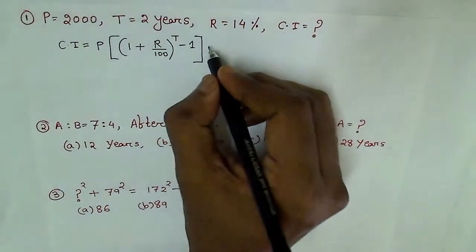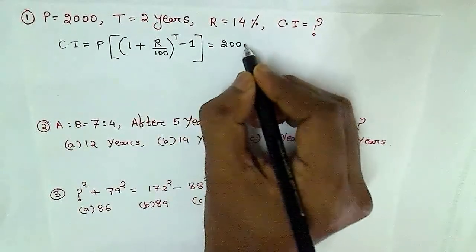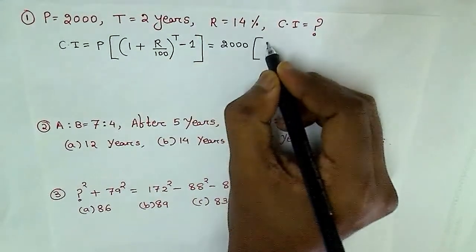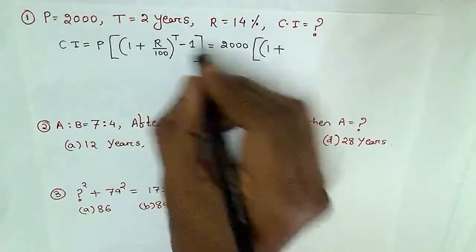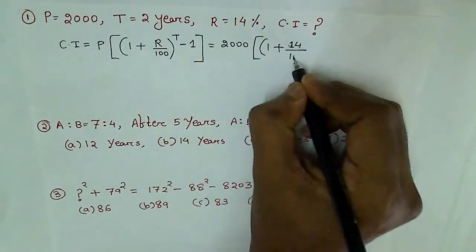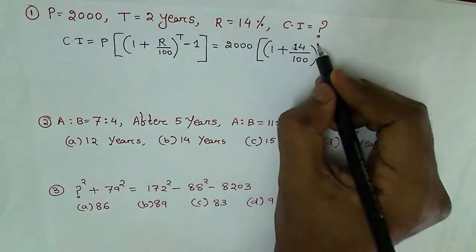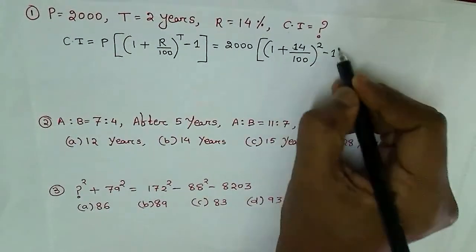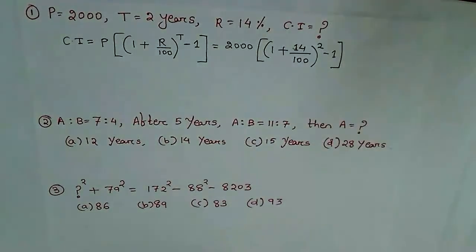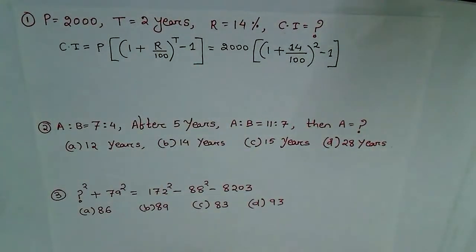This is the direct formula we can use to get the solution. Now you just put in the values: P is 2000, 1 plus R is 14 divided by 100, whole to the power of the time period, 2 years, minus 1. Now what is the problem in this? The first thing is you have to remember the formula, which is quite difficult.